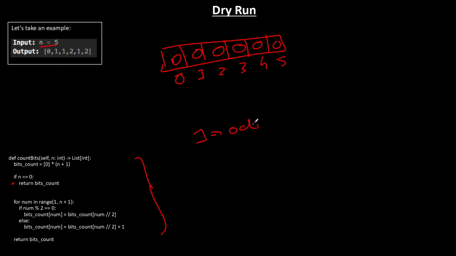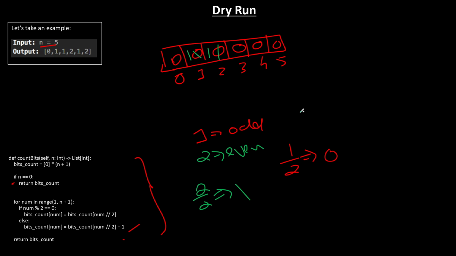1 is odd, right? That is pretty clear. So we will come to this particular scenario and we will check the bits count of n by 2. 1 by 2 is 0, right? So what's the value at index 0? Index 0 is 0, right? To that we add 1, and so this gets updated to 1, right? Correct? Fine. So now this iteration is complete. Now 2. Now 2 is even. 2 divided by 2 here gives me 1. Okay. So we will just update this with 1. Now we move ahead. Now 3.